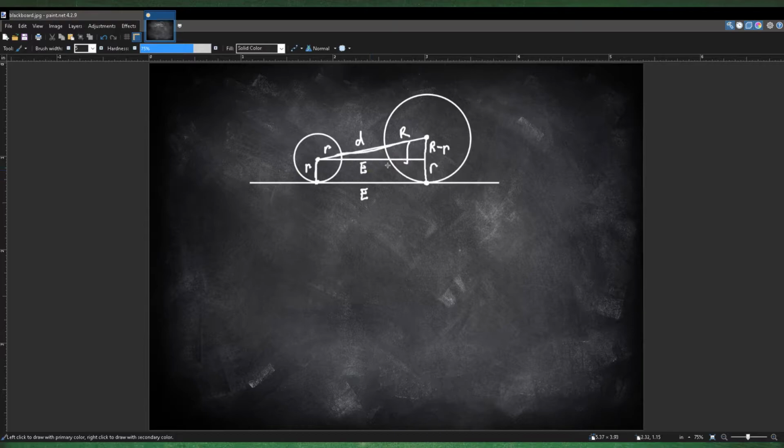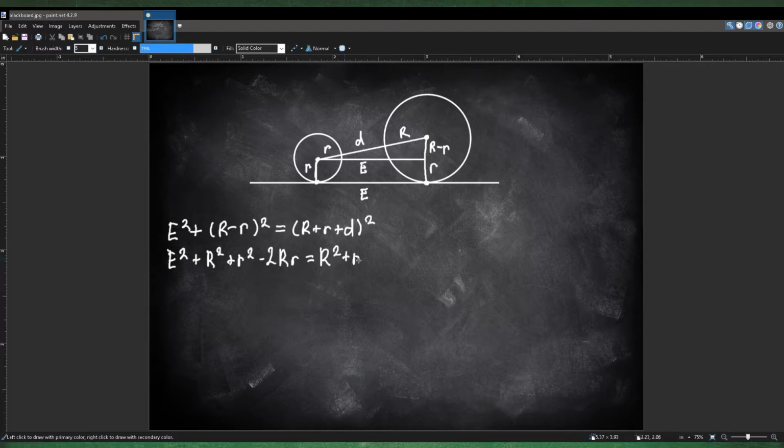So now we're just going to use this triangle right here. So use the Pythagorean theorem. That means e squared plus big R minus small r squared equals big R plus small r plus distance squared. You can write it however you like. I just like to put it in order because it looks nicer. So now we have e squared plus big R squared plus small r squared minus 2 big R small r equals big R squared, small r squared, distance squared plus 2 big R small r plus 2 big R d plus 2 small r d. So let's cancel out similar terms.